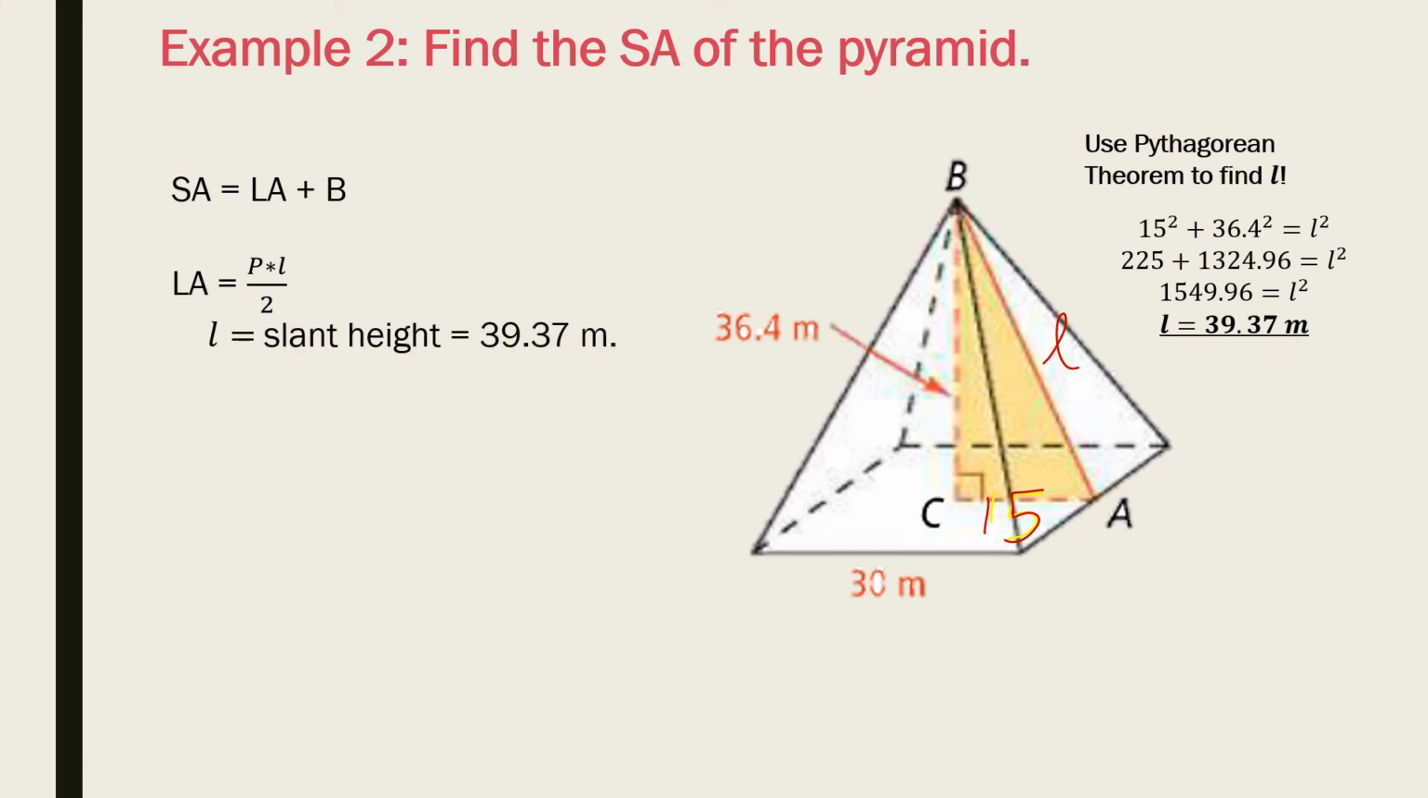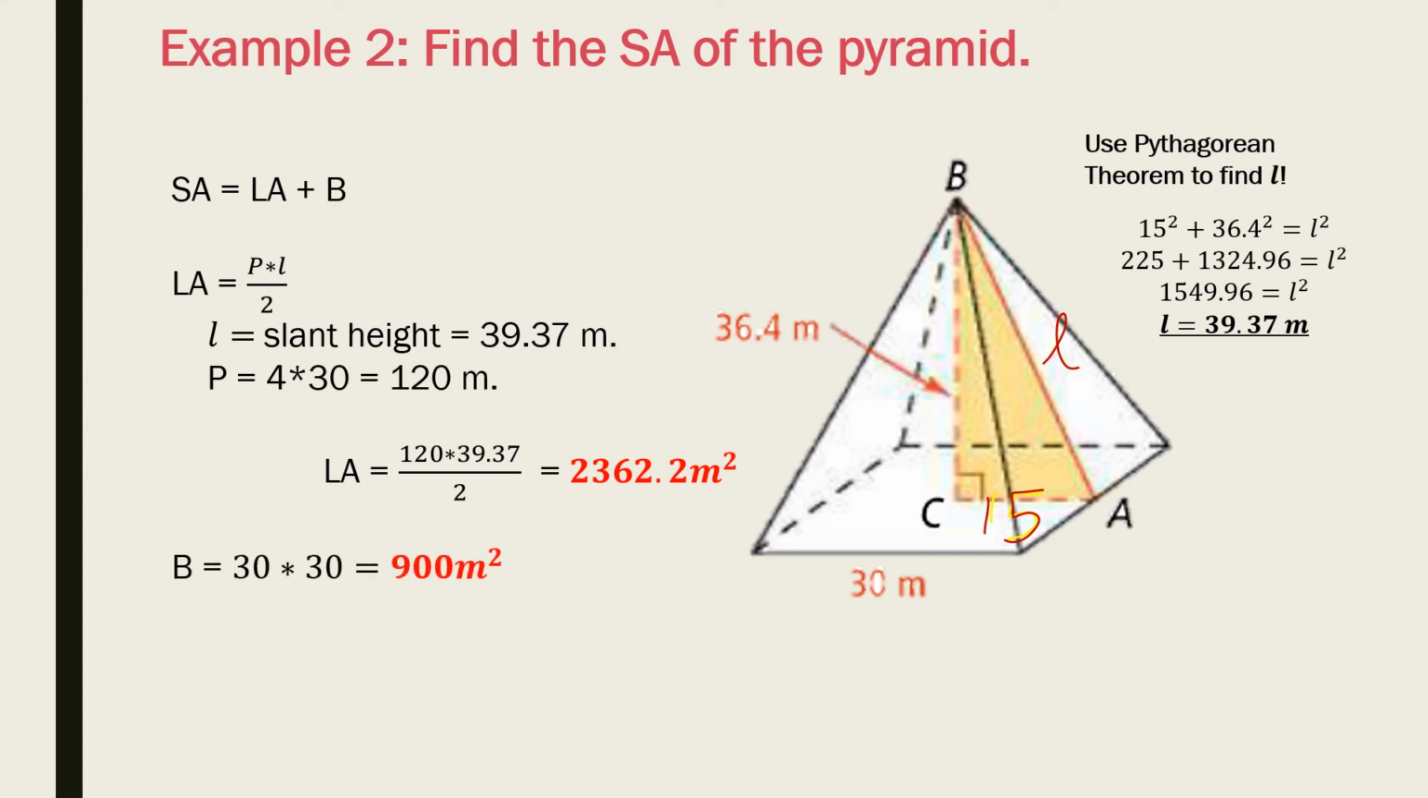Now that I have that, I can go back and say, okay, I know my slant height. My perimeter is going to be 120 meters. So my total lateral area will be 2,362.2 meters squared. So check, we found the lateral area. Now to find the base, because it's a square, it's just going to be 30 times 30, right? 30 squared will be 900 meters squared. And then when I add them together, I get that my total surface area will be 3,262.2 meters squared.